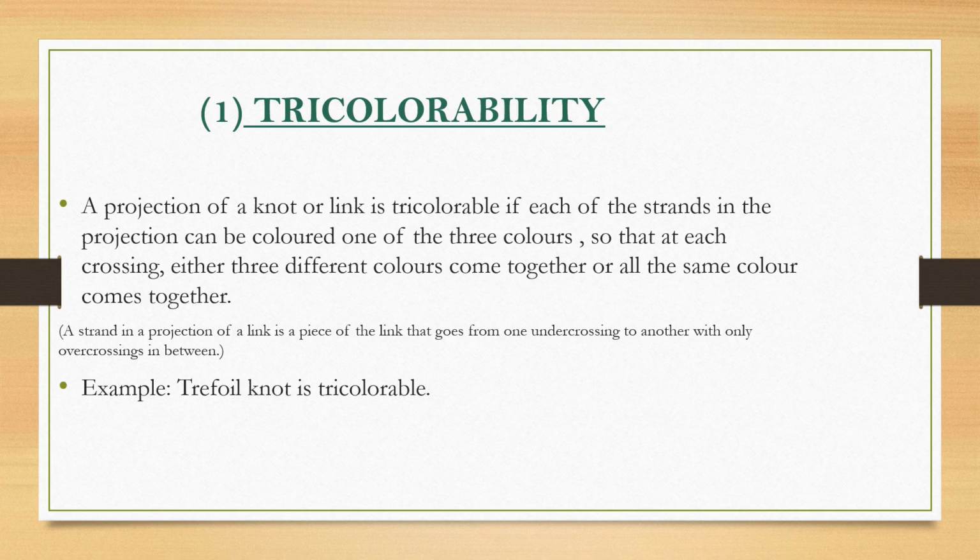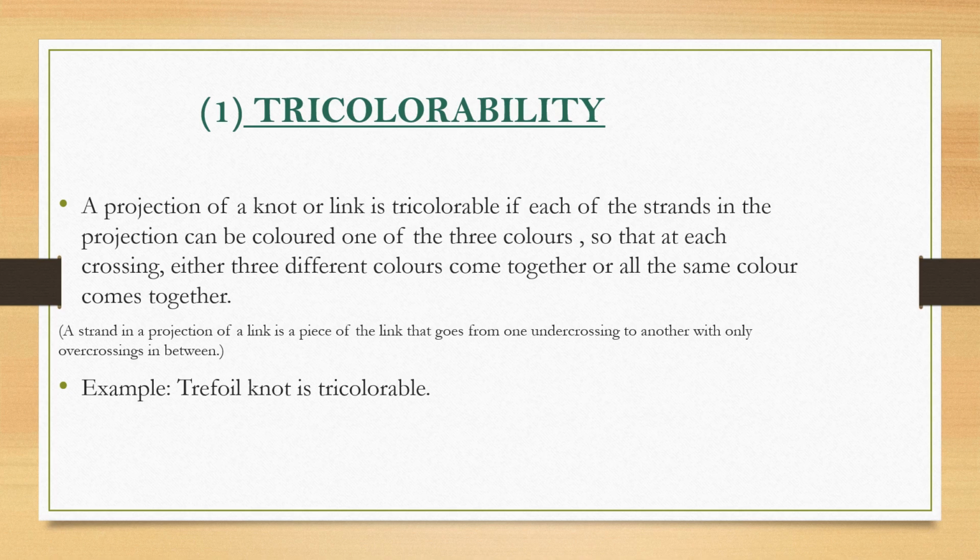if each of the strands in the projection can be colored with one of three colors, so that at each crossing either three different colors come together or all the same colors come together. That is, if you are given a knot, you can verify whether it's tricolorable or not by trying to color it in such a way that at each crossing either three different colors or all the same colors come together, provided you use at least two colors.